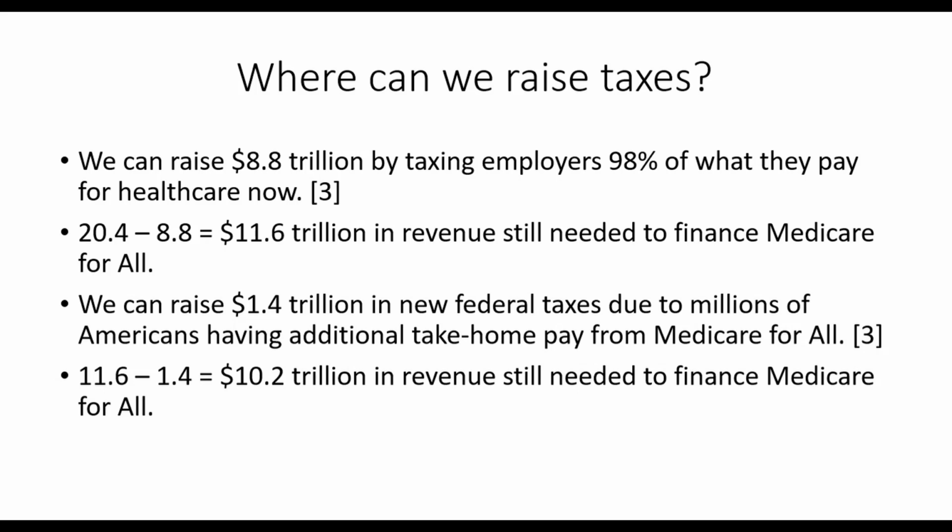So we can raise $1.4 trillion in new federal taxes due to millions of Americans having additional take-home pay for Medicare for all. This additional take-home pay would come largely from $3.7 trillion that would no longer be spent on employer-based health insurance, as well as the elimination of health savings accounts. So that's a lot more money in an employer's hand. They'll give it to the employee. It'll be taxed. More people have disposable income. That'll be taxed. I mean, it's going to be great. So that would raise $1.4 trillion over 10 years. Subtracting that from our previous total, now we have $10.2 trillion we need to finance Medicare for all.